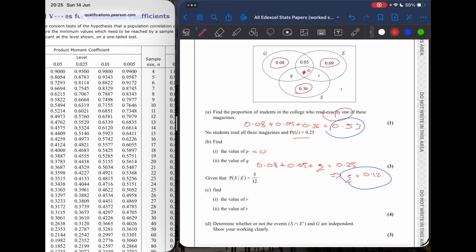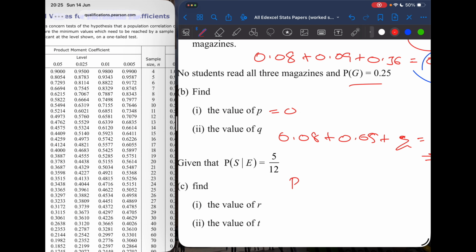Next bit then, we've been told about some conditional probability. That's S given E. So let's write that out as the formula. We know it's going to be the intersection S and E over just E by itself, the second one. And that should be 5 on 12. From here then, what do we want to do?